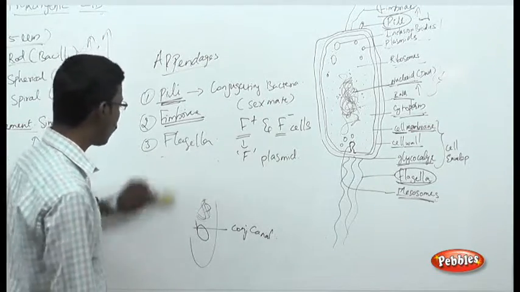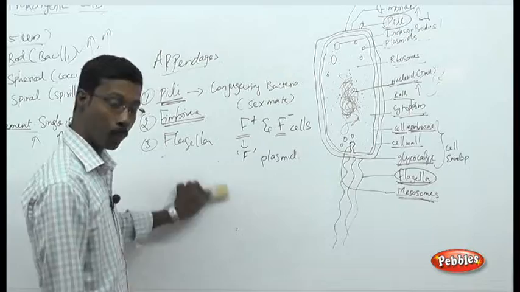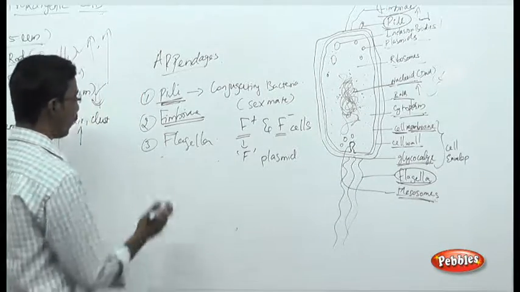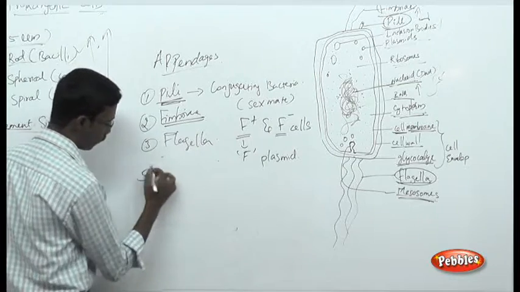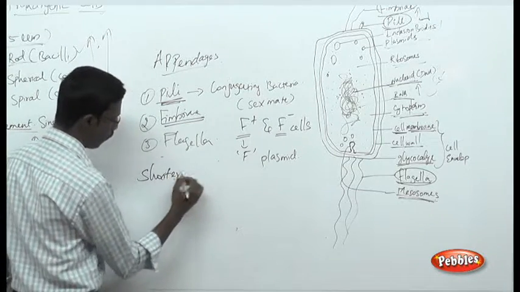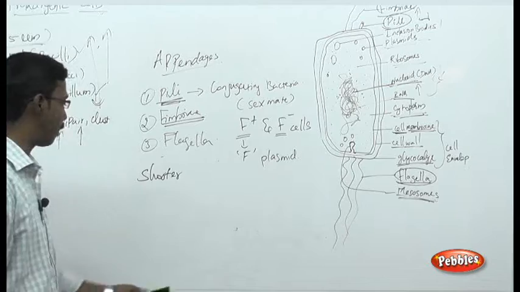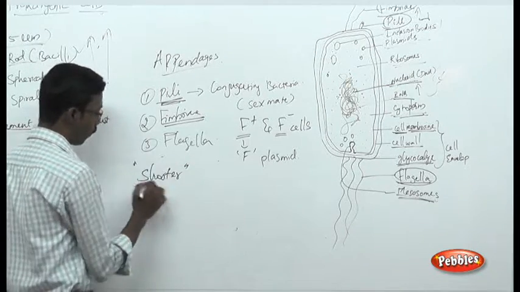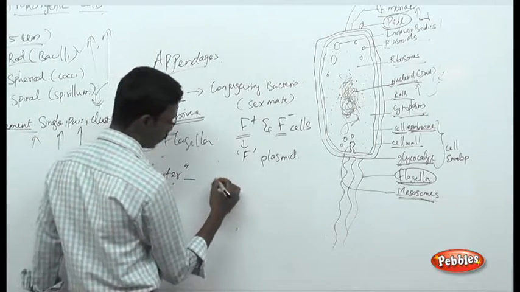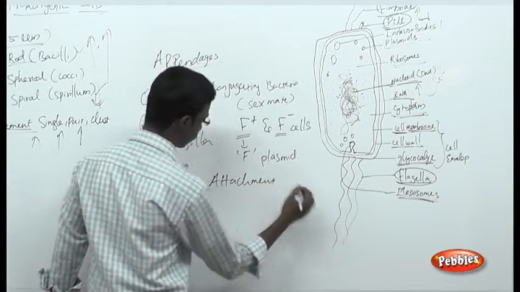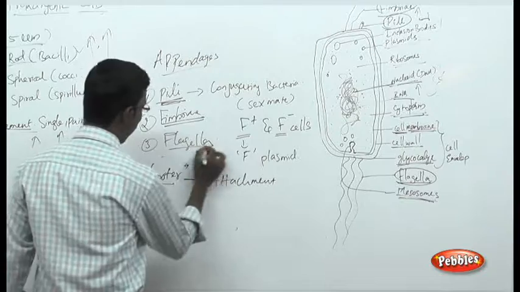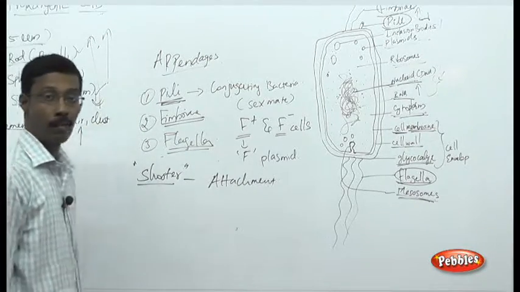The next structure we are going to see is the fimbriae. Just remember that all the three structures are made up of proteins, similar kinds of proteins. The fimbria is shorter than the flagella. Okay, fimbria is also a kind of flagella, but it is much shorter than the flagella, and the role of fimbria is attachment to the surface.